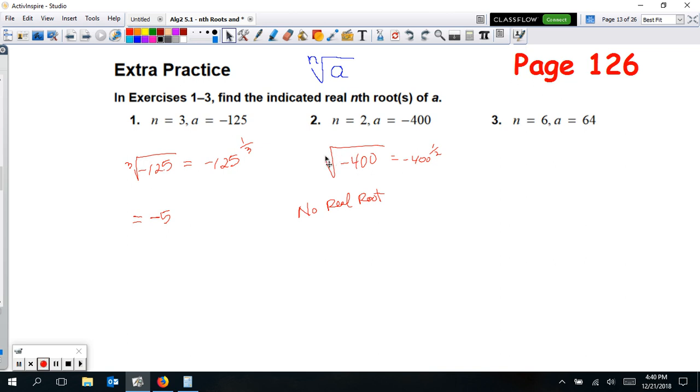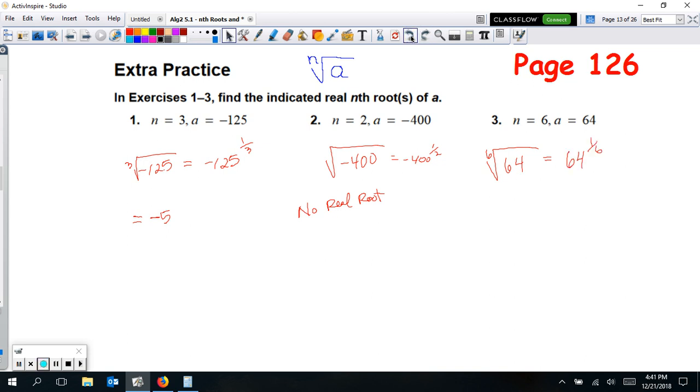On the next one, you're going to plug it in. 6 is your root. 6 is the n there. 64 goes underneath. So we can get 2 actually real roots on this one because the number is positive and the root is even, so it's going to get 2.